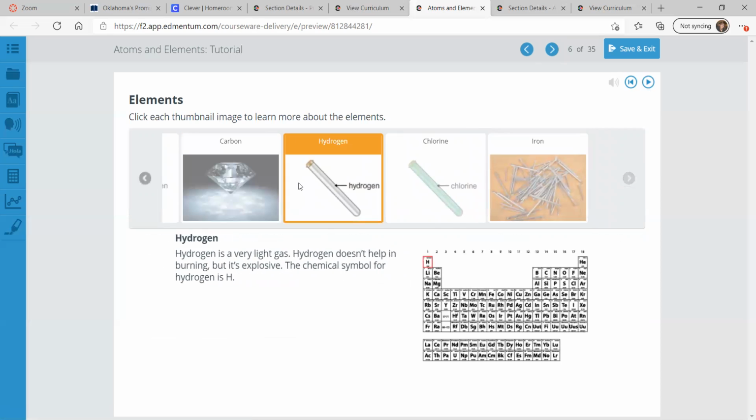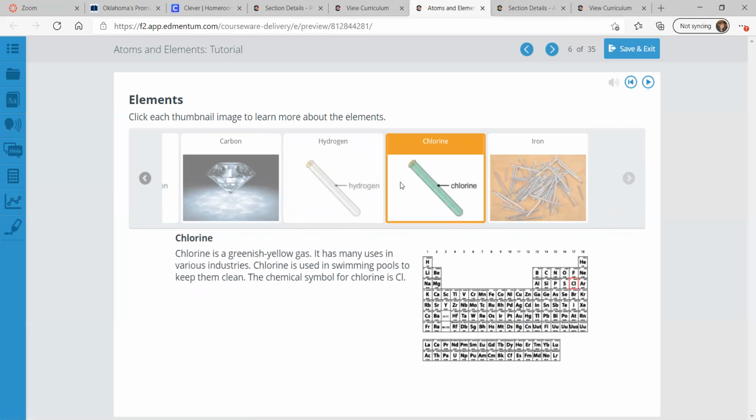Hydrogen is a very light gas. Hydrogen doesn't help in burning, but it can be explosive. Well, it is explosive. And the chemical symbol for hydrogen is H. Chlorine is a greenish yellow gas. It has a lot of uses in several industries. Swimming pools use chlorine to keep them clean. And the chemical symbol is Cl.